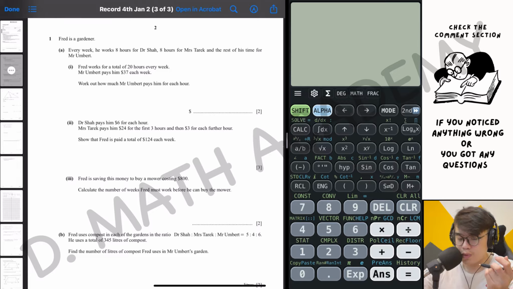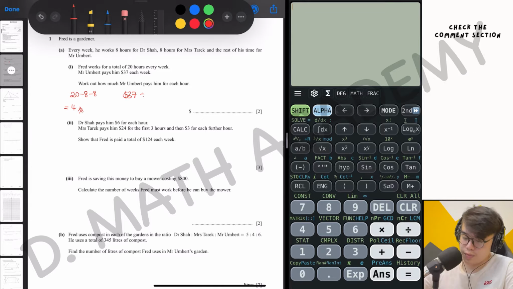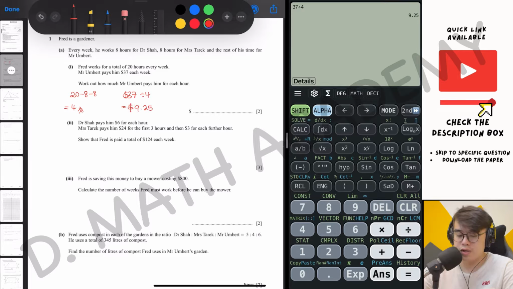Okay, so your keyword here was to figure out how many hours he worked for Mr. Hubert. That is by taking 20 hours minus 8 and 8, which results in 4. So the actual hourly rate for him will be by taking 37 divided by 4. Then you should be able to get the result. So the answer for this is 9.25. Okay, so this is for our part A, number 1.